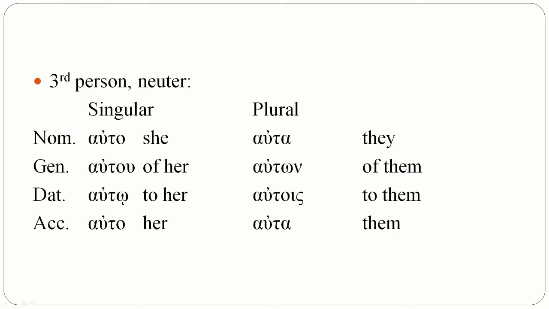And it looks like I forgot to change the English. Yeah, that should not be she, that's a neuter, so it's it. Of it, to it, and it. And then the plurals, they. Okay, and them.